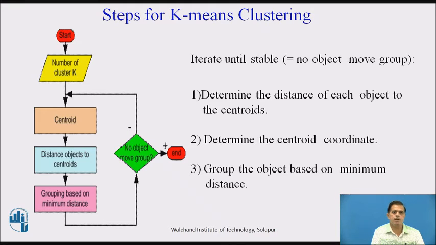Once we get the distance and object clustering, then we iterate this until our data stays stable. Data stays stable means no object moves group. So the steps we follow are: determine the distance of each object to the centroid, determine the centroid coordinates, and group the objects based on minimum distance. We iterate this till our data set or data objects remain stable. If the data objects remain stable, then we conclude that there is no movement of any data to any group. And then we consider that data set as the final data set, or we can say that group is the final group.